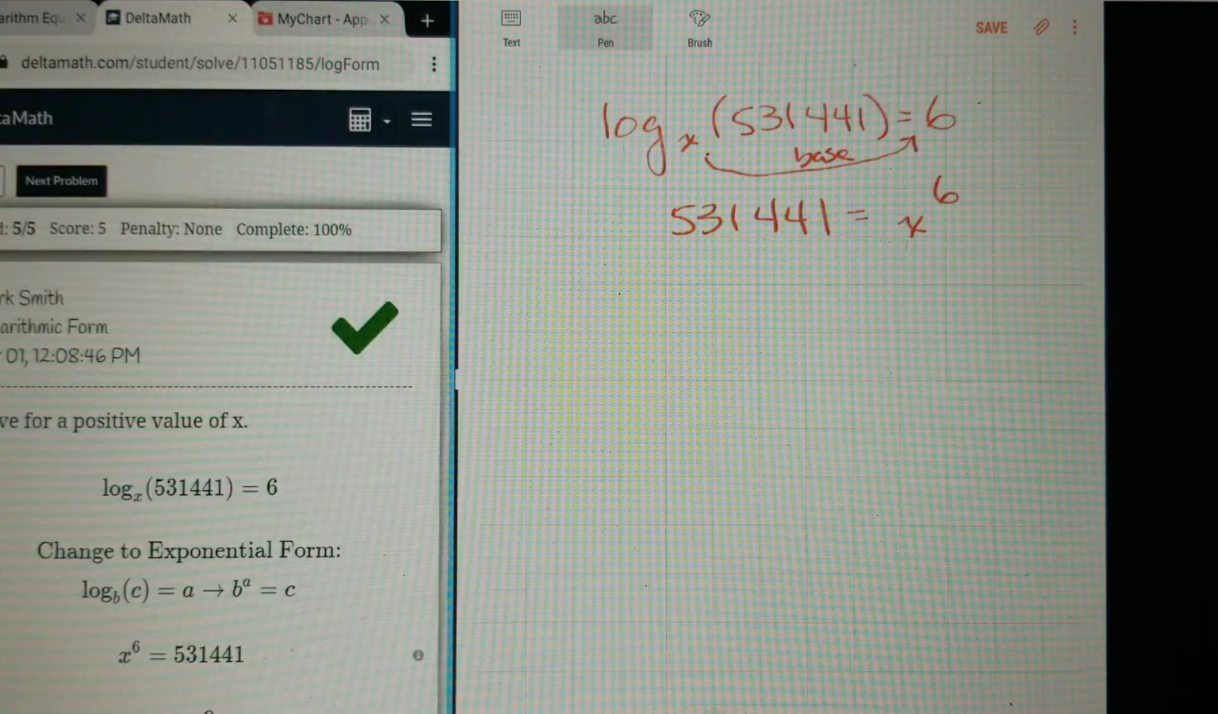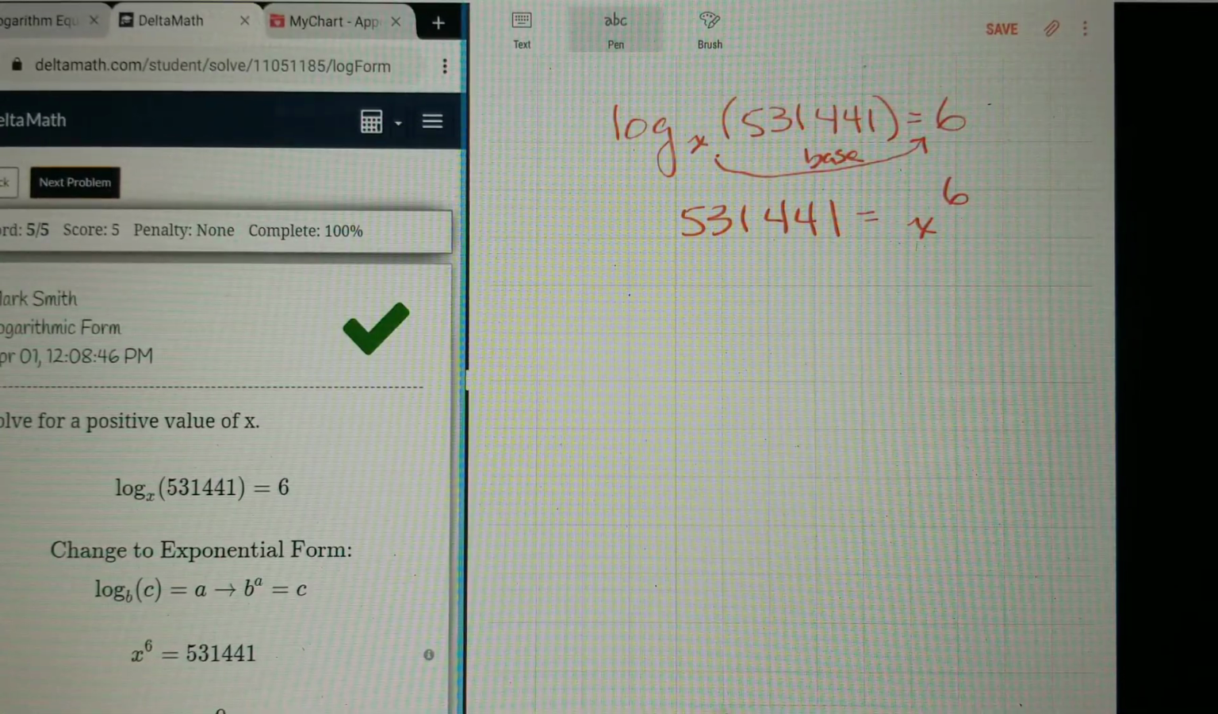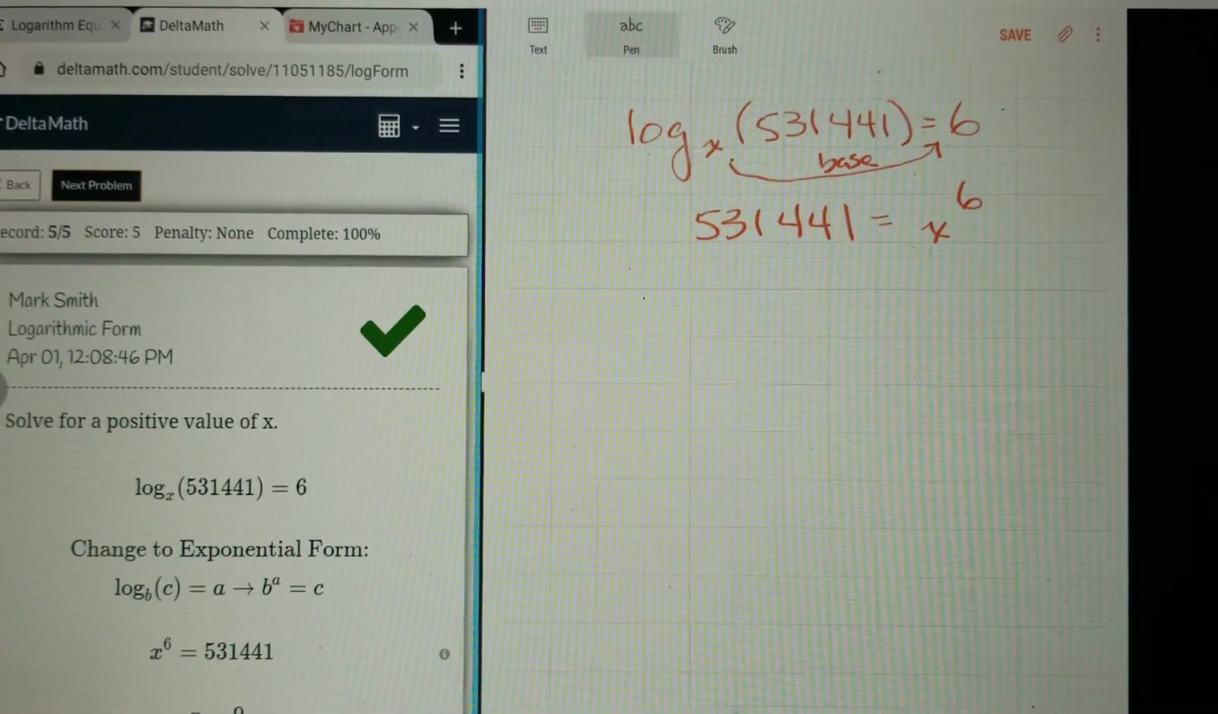All right, so those are pretty simple. And good luck with them. Sorry about the dog barking.